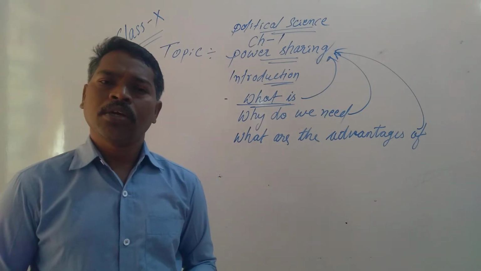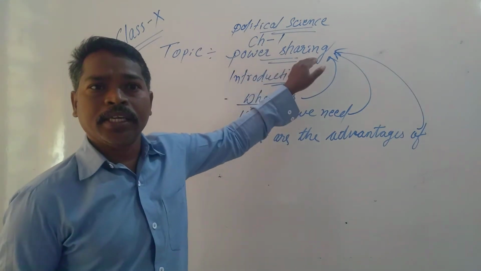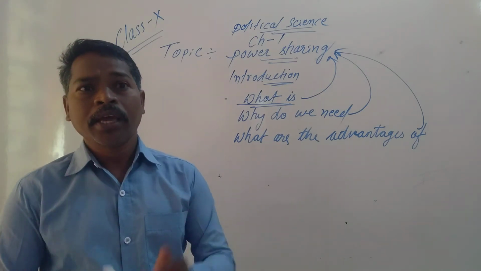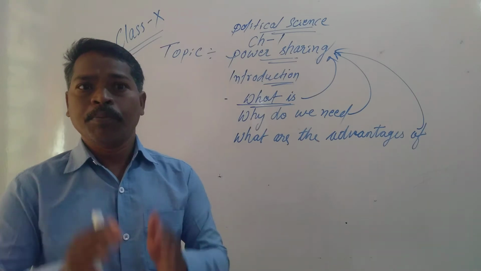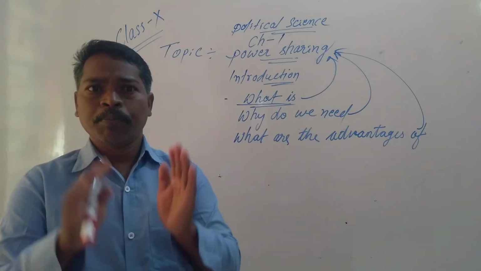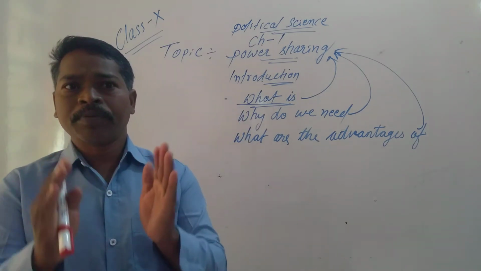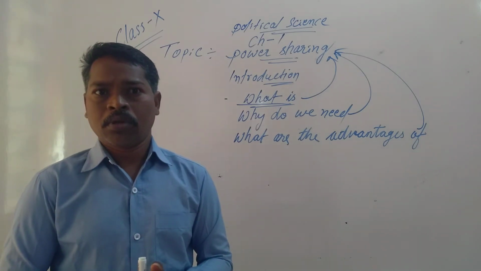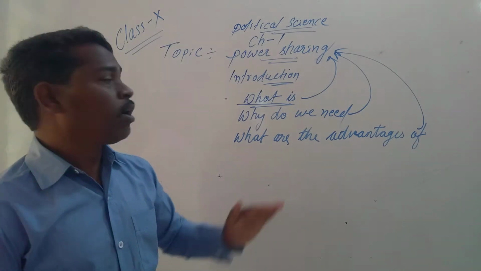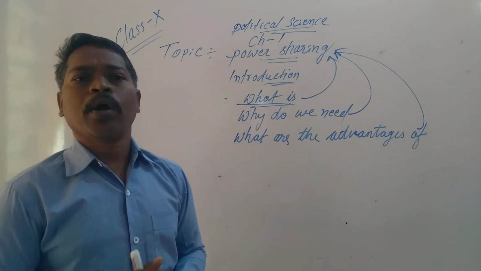Dear my students, you have to understand that power sharing is a system of political arrangements in which power is shared between different organs of the government, power is shared between different levels of government, and power is shared between different social groups and different political parties, etc. So this is about power sharing, which means they are sharing the power. Hope that you have understood this one.